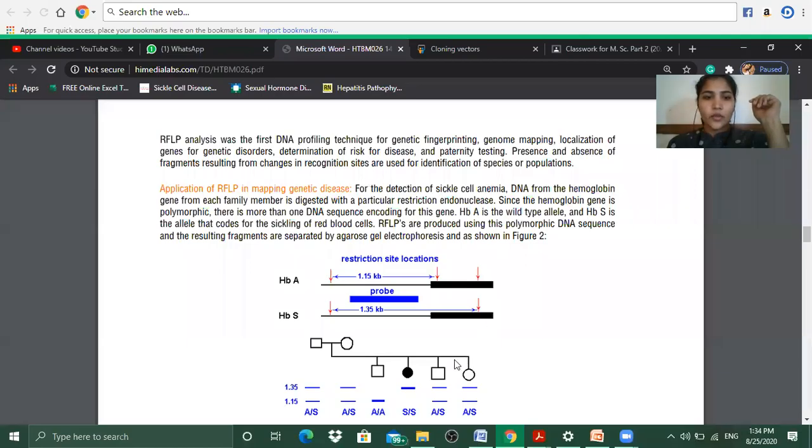Okay, so we are back to our discussion of restriction fragment length polymorphism. This kind of experiment is basically used for DNA fingerprinting and also to detect some kinds of diseases.